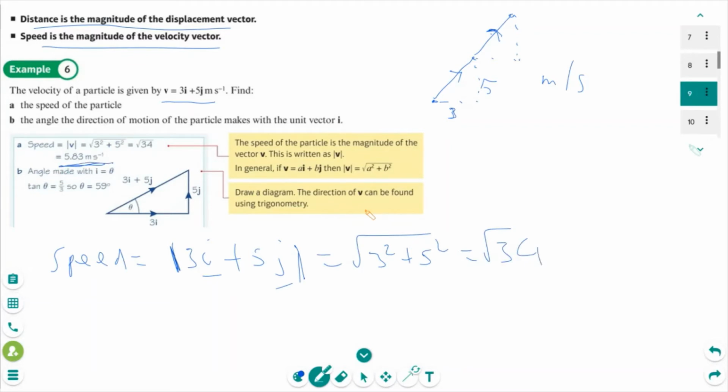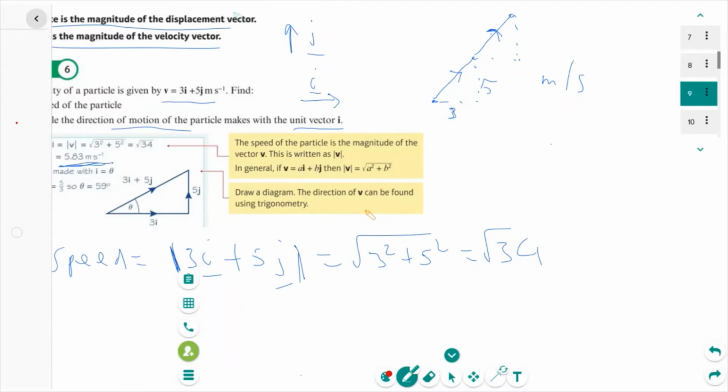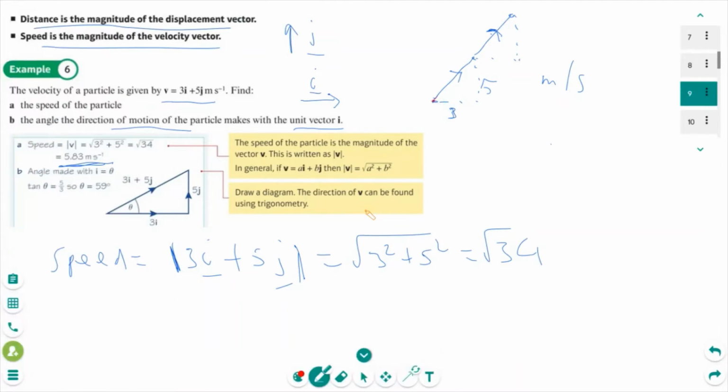Find the angle the direction of motion of the particle makes with the unit vector i. Okay, so it wants the angle the vector makes with the i vector. So the vector i is a vector which is 1 unit long in the i direction. That's what the vector i looks like. And the j vector is 1 unit upwards, like that. Okay, so the angle they want, so this is the direction of motion. That's the velocity vector. So the angle they want is with the i vector. So you take the i vector, you attach it to the end of the velocity vector.